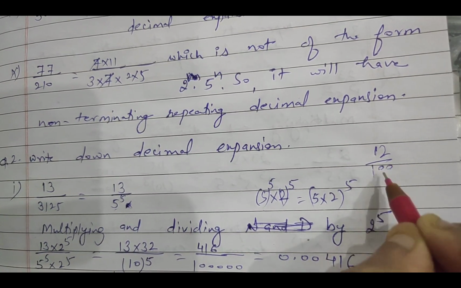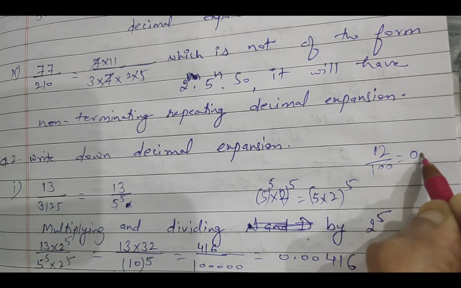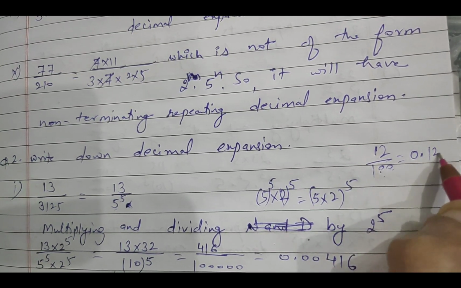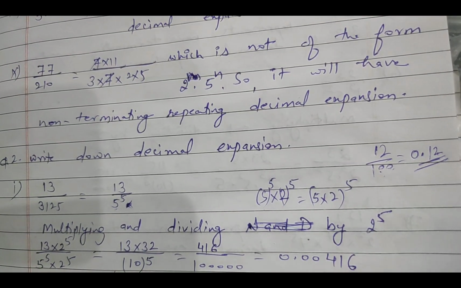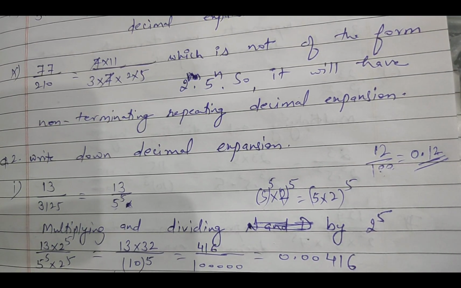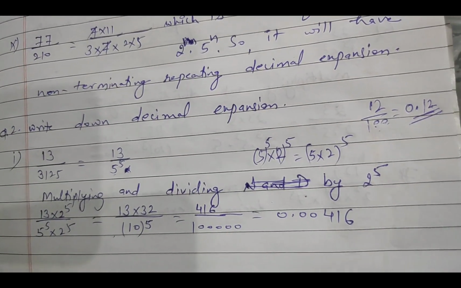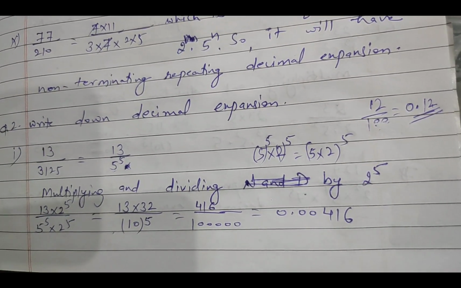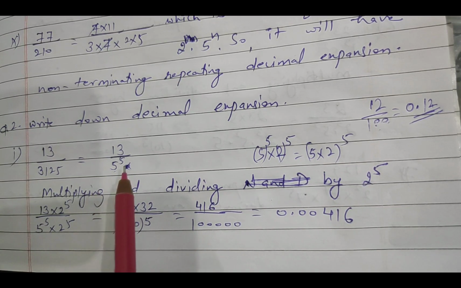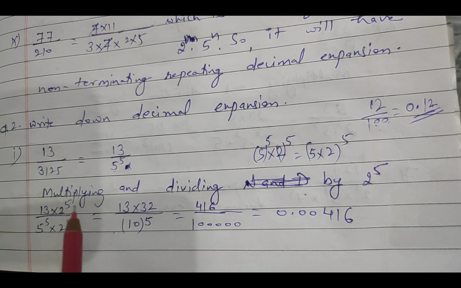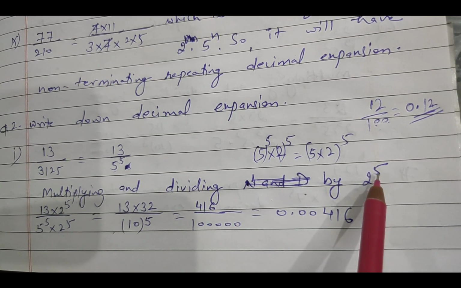Like if it is in this form, I can simply write 1, 2. 2 zeros are there, so 2 digits must be there after the decimal. Applying these two theories which I know earlier, I will start modifying the question. Here it is 5 raised to power 5, so multiply and divide by 2 raised to power 5.